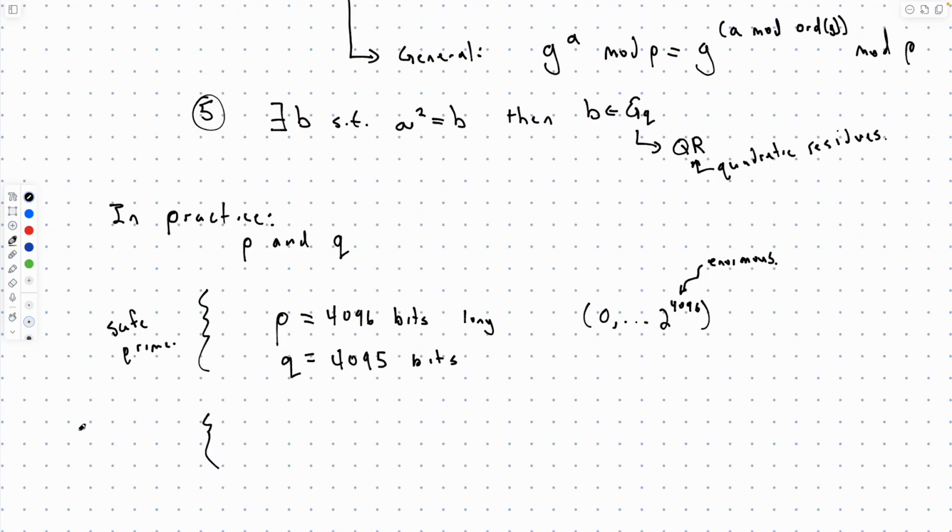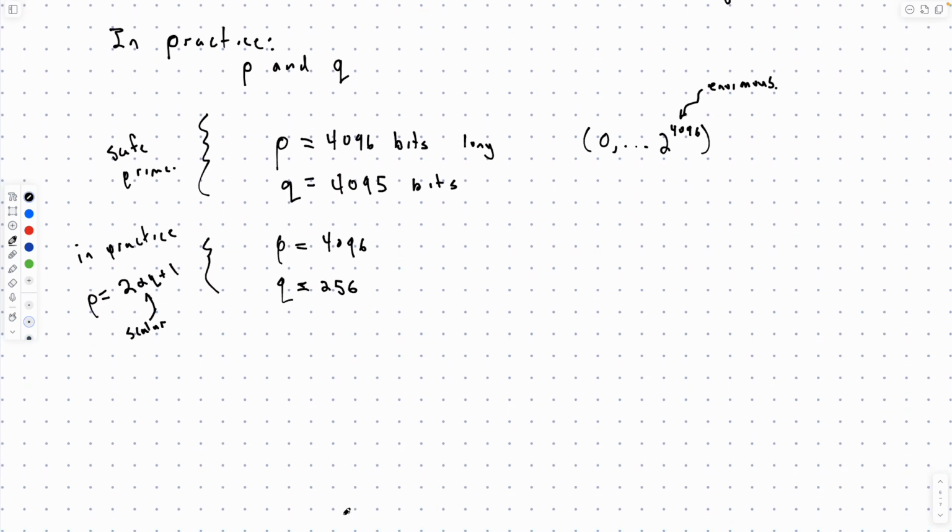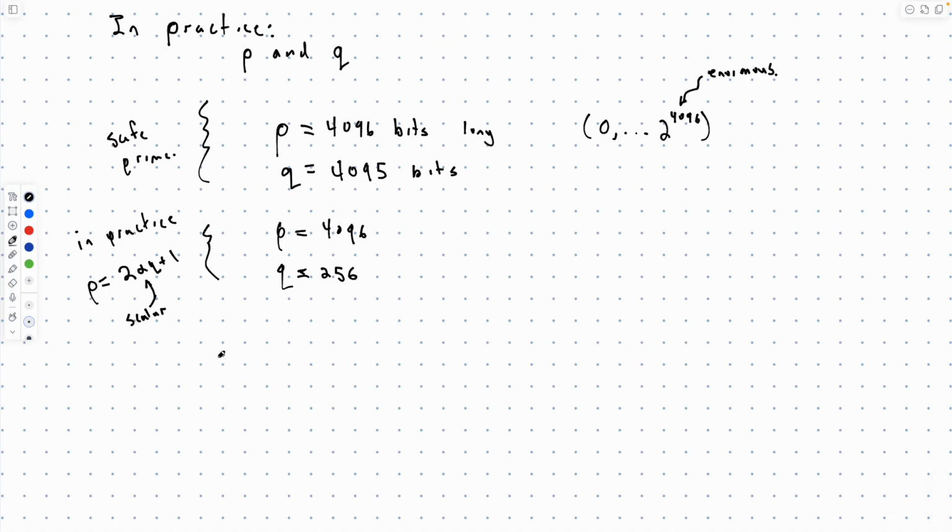Now, in practice, we do the same thing that we did, but we don't use safe primes. We use something that's almost like a safe prime. It looks like P equals 2αQ plus 1, where there's some other number, like a scalar. And what we can do is make Q really small. So we'll keep P at 4096 bits, and we'll make Q 256 bits. The reason why it's 256 you'll see later when we talk about commitments.